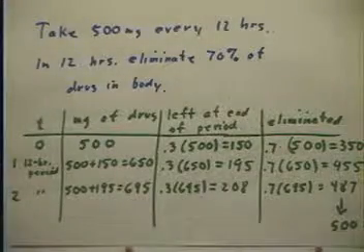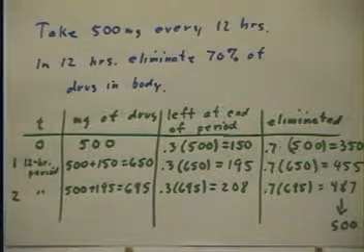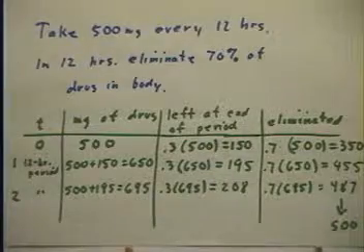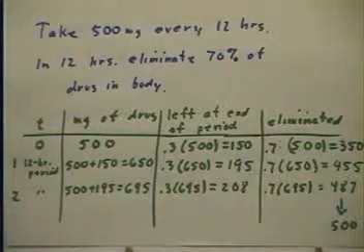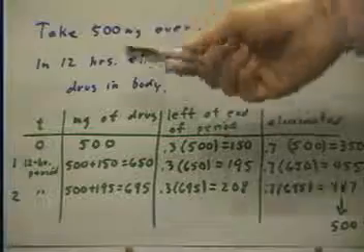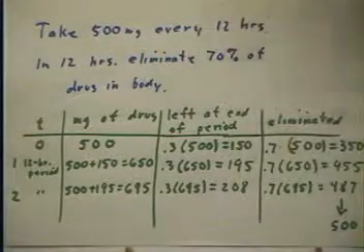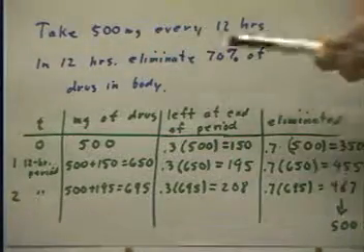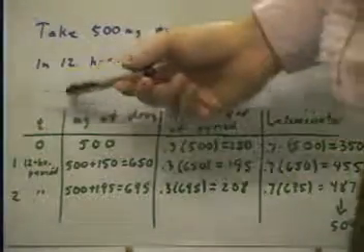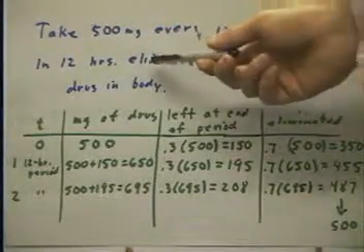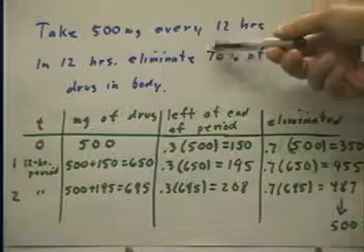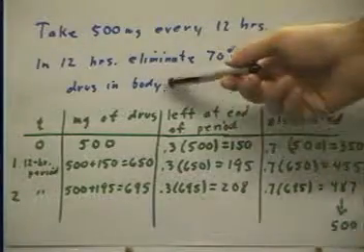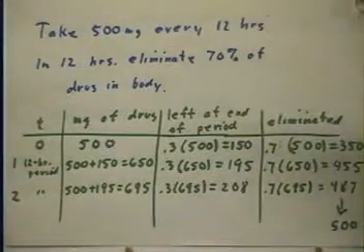We turn now to the phenomenon of the elimination of antibiotics from the body. Let's suppose we have an antibiotic and we take 500 milligrams every 12 hours. And also it's known that in the average person, in 12 hours, the average person will eliminate 70% of the drug that was in their body at the beginning of the 12-hour period.